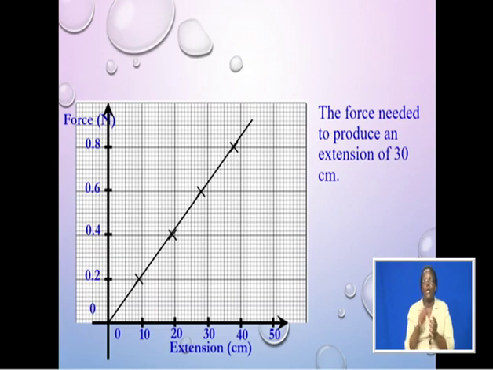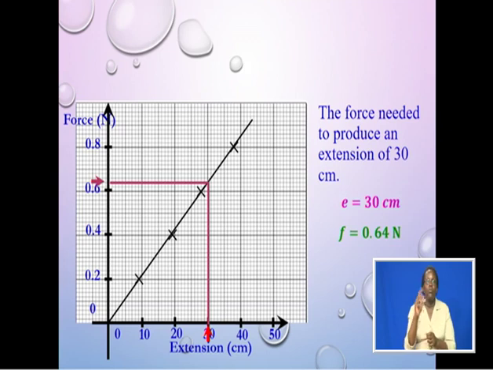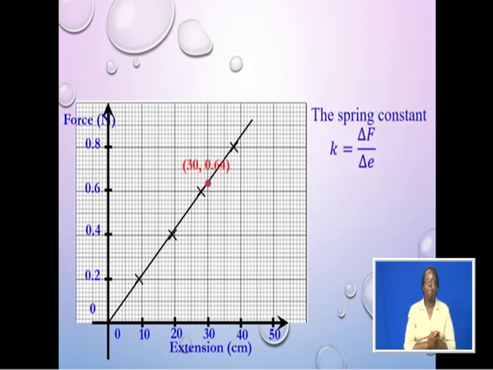Then the next question is the force needed to produce an extension of 30 centimeters. Similarly, we are going to trace where 30 centimeters is on the x-axis, and we are going to trace that out so that we get our answer to be 0.064 newtons. All right.